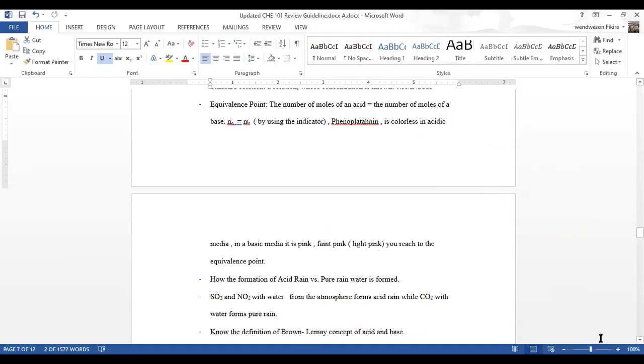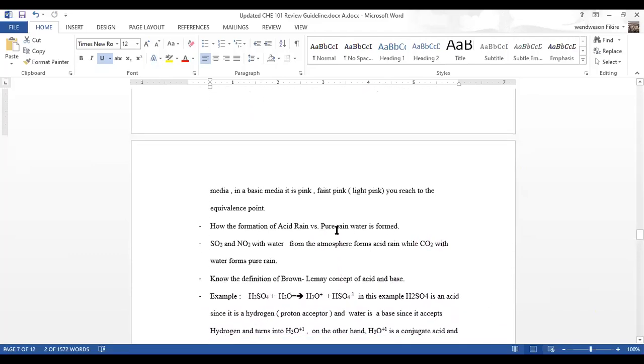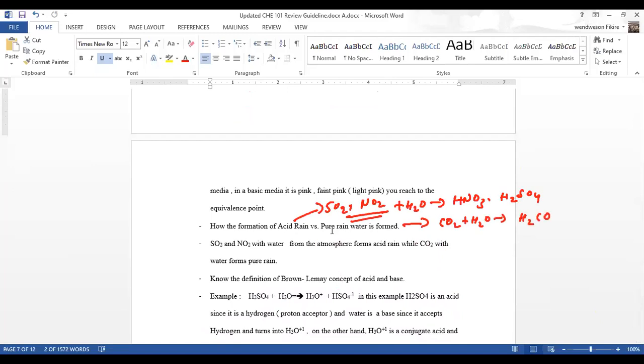How is acid rain formed versus pure rainwater? Acid rain forms mostly from sulfur dioxide and nitrogen dioxide. In a polluted or contaminated area, when they react with water, they produce nitric acid and sulfuric acid. Pure rain is formed when carbon dioxide reacts with water, giving carbonic acid, for example.